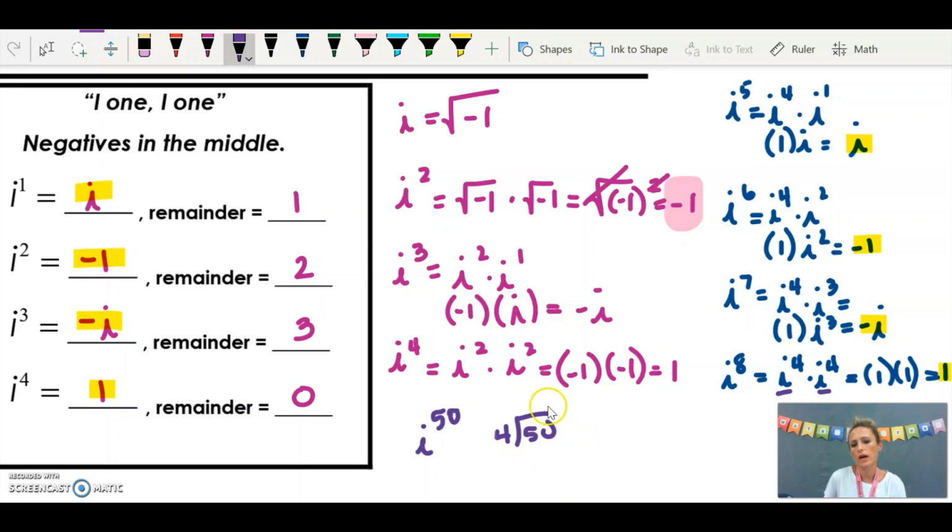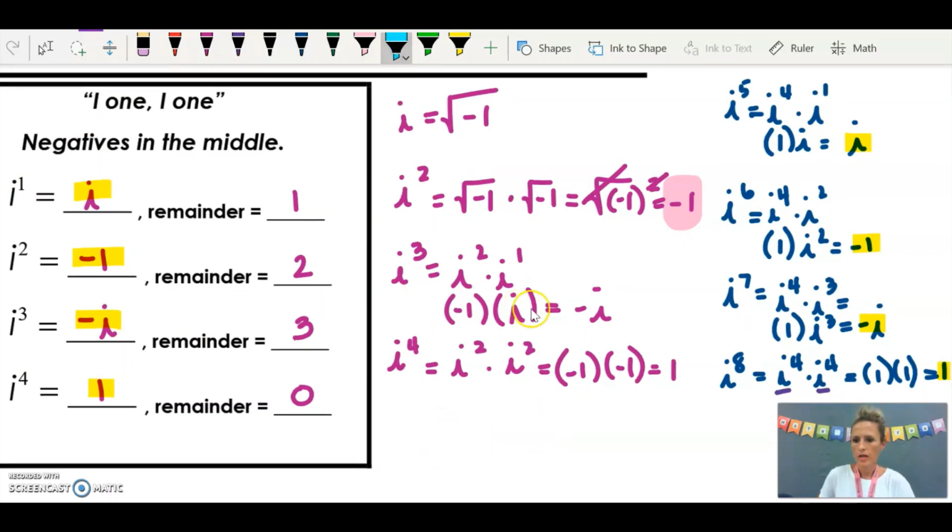Actually, I don't want to do this one. Let's stop. Now let's take a look at these remainders.